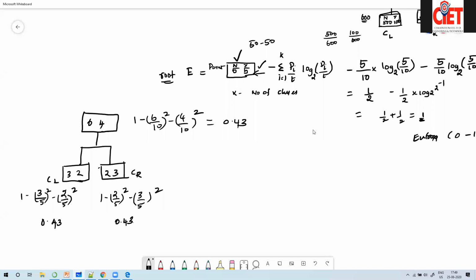Now the resulting Gini at the child level is a weighted average of this. So 0.43, how many observations we have on the left hand side? So into 5 by 10. And what we have on the right hand side? 0.43 into 5 by 10, which is also going to be 0.43 only. The impurity at parent node is 0.43 and the impurity level at the child node is also 0.43, meaningless split.